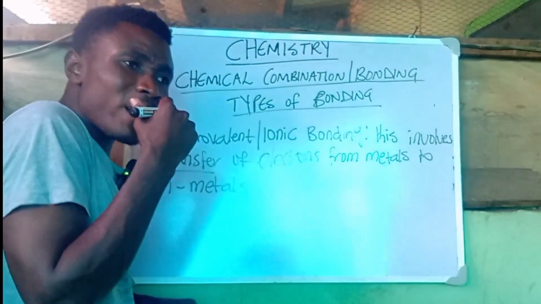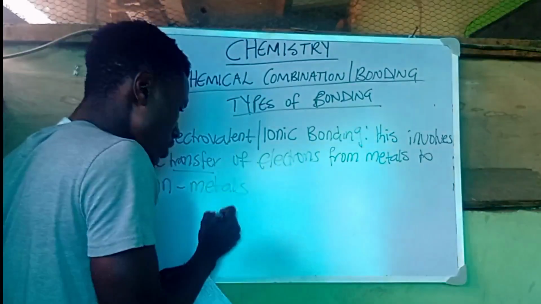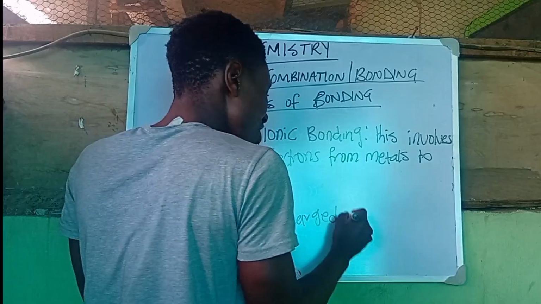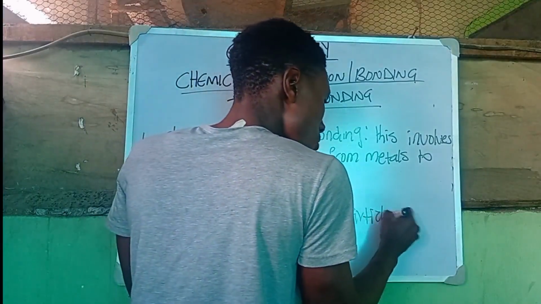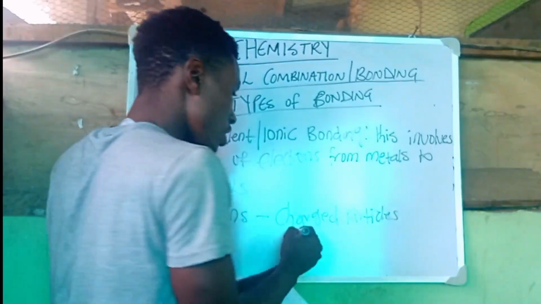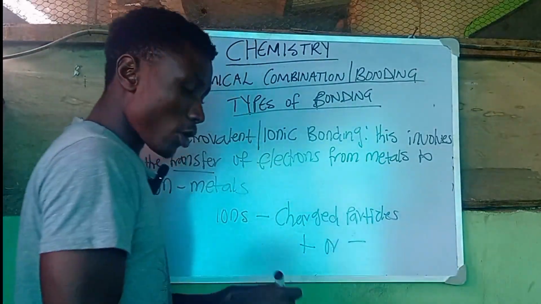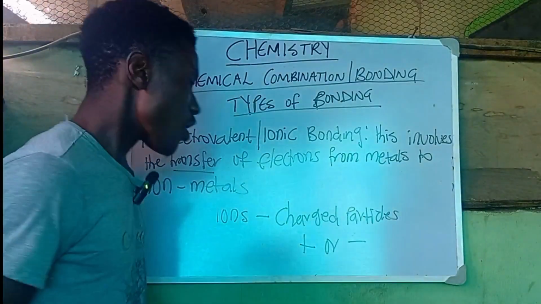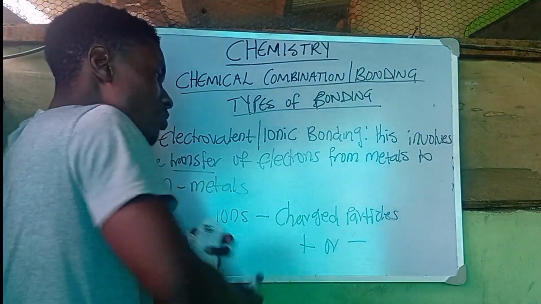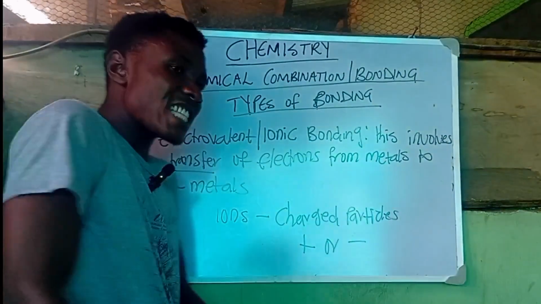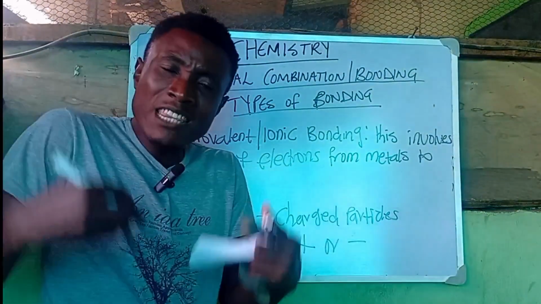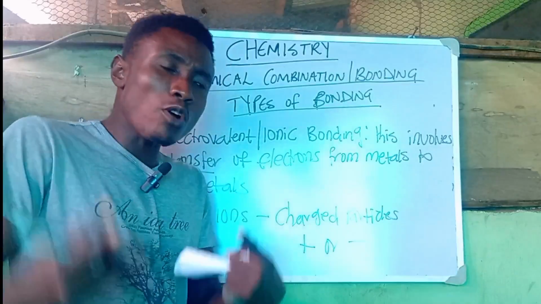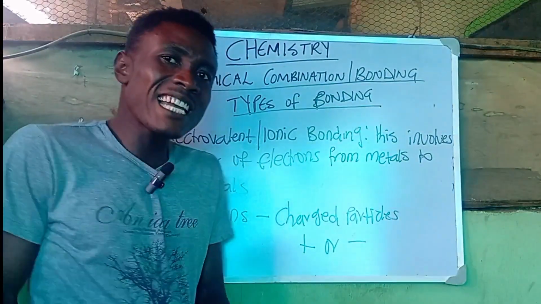What is an ion? We already know that ions are charged particles. So when we say charged particles, it can either be positively or negatively charged. Now when it comes to the electrovalent or ionic bonding, which involves the transfer of electrons from the metals to the non-metals, and we say ions means charged particles, either negatively charged or positively charged. The metals are the positively charged. Take note, the metals are the positively charged and the non-metals are the negatively charged.